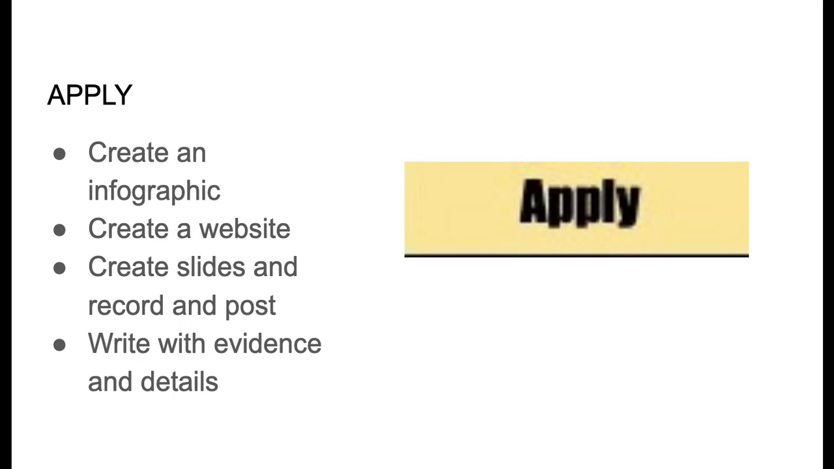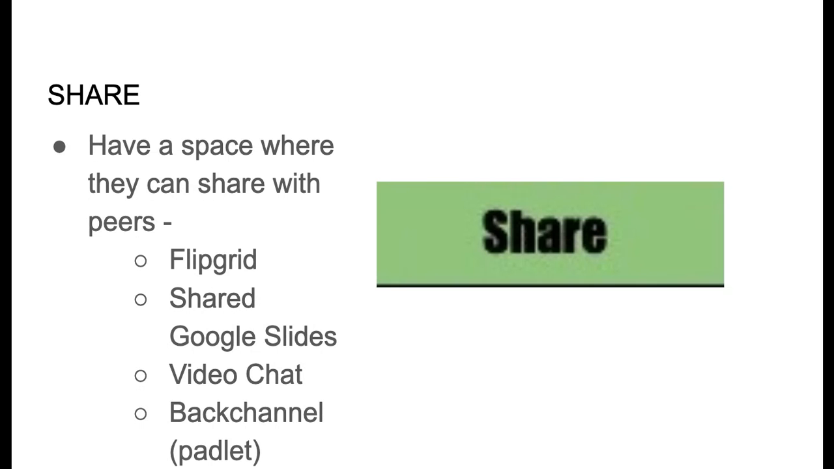This is the application, the creation of using technology to make something. So the infographic, I like to use Canva or Adobe Spark. Create a website. Google Sites is super easy to use. Weebly is also very easy to use. They could create slides and then record them talking through the slides and then post them to Google Classroom or post them to a Padlet so everyone else can see them. Write with evidence and share details. So maybe this is a research essay.